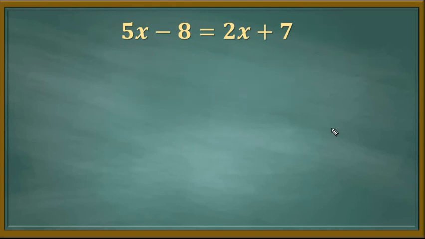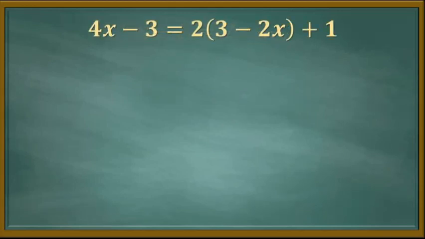Next one. What about the equation 4x minus 3 equals 2 multiplied by the quantity 3 minus 2x, plus 1? Right, so let's apply our properties of equality as well as some properties of numbers that we have learned from the previous module. So what I can do here first is to multiply 2 to the quantity 3 minus 2x, applying, of course, the distributive property of multiplication over addition.